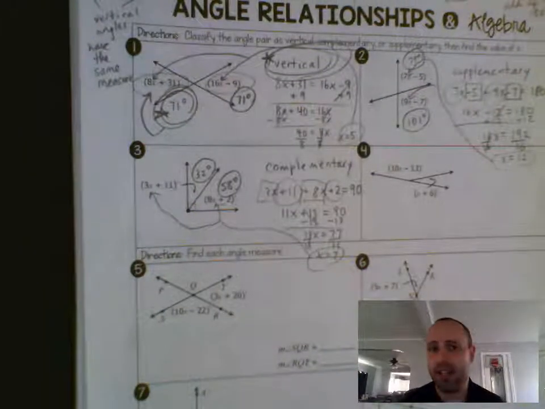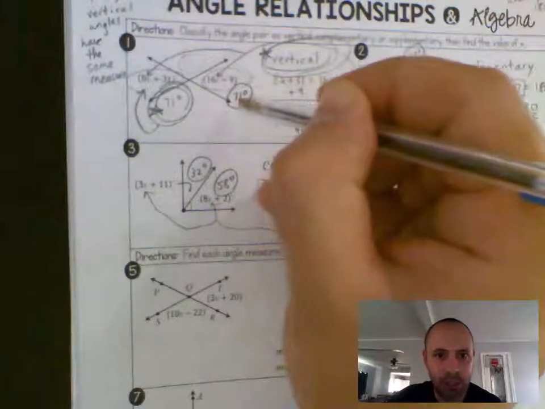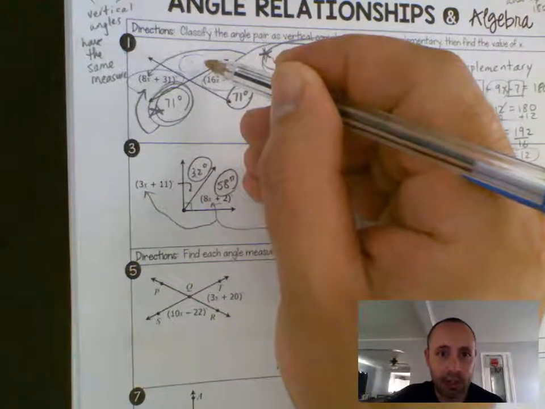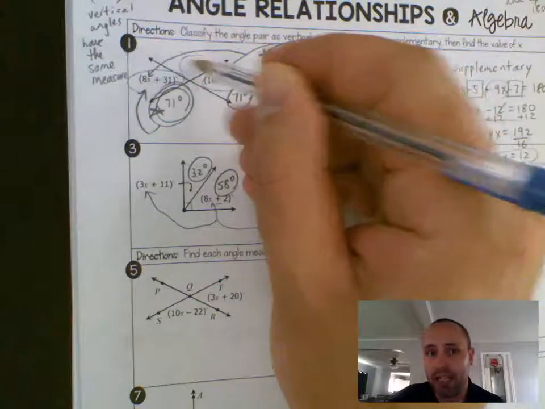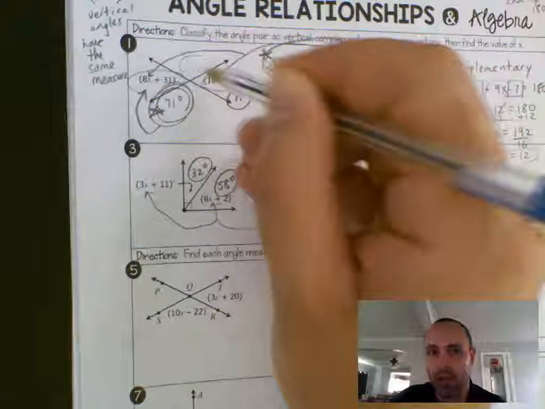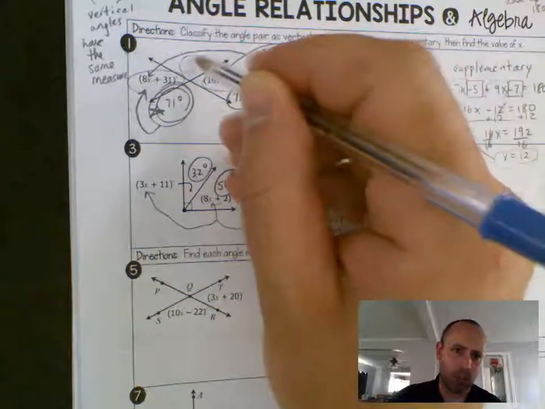Coincidentally, you could also find this one pretty easily, because if this is 71, then this would have to be the number that with 71 makes 180, because these two are supplementary. They add up to 180 because it's a straight line here. So in this case, I think that number would be 109.